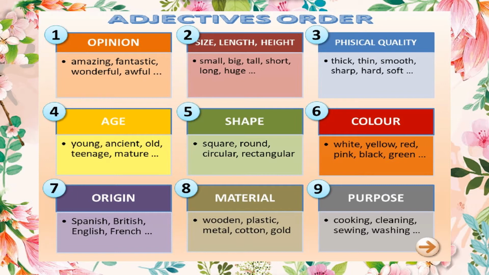This is adjectives order. You can see from number 1, opinion, number 2, size, length, height, number 3, physical quality, number 4, age, 5, shape, 6, talking about color, 7, origin, 8, material, 9, purpose.